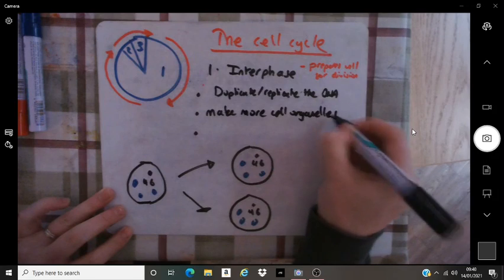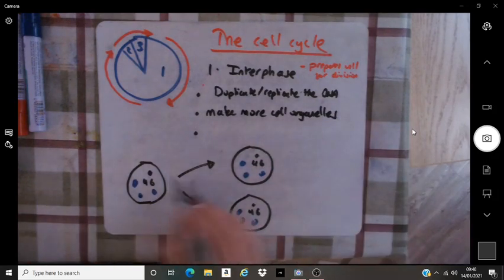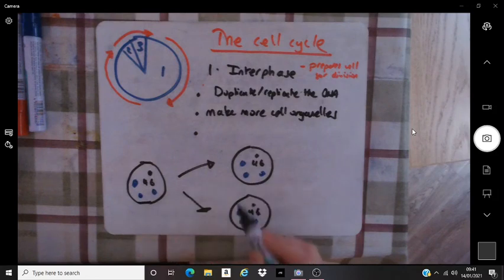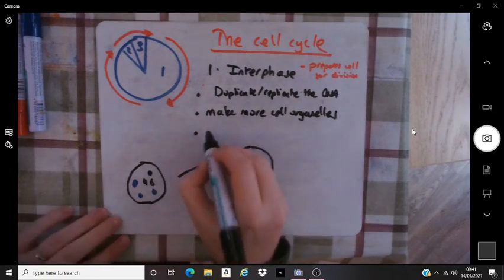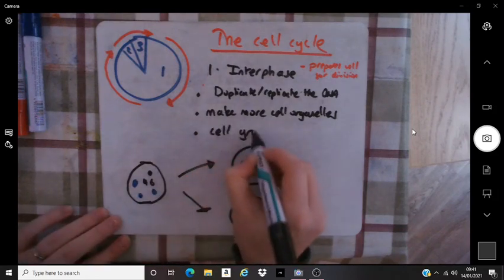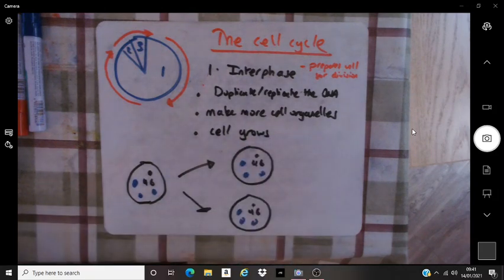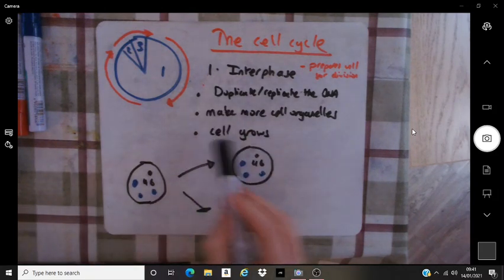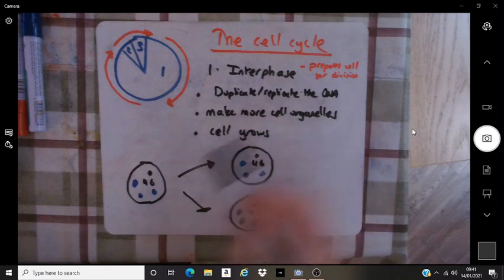So I'd make more mitochondria in this cell before it divides. And the sizes, I want them to be roughly the same size, so this one needs to grow. So put those 3 steps together. If these 3 things all happen, then the parent cell will be ready to divide.